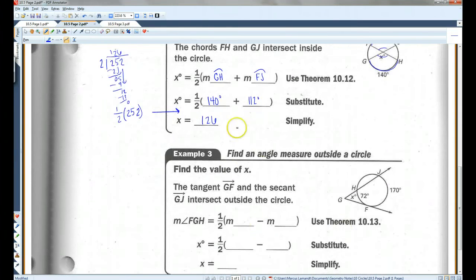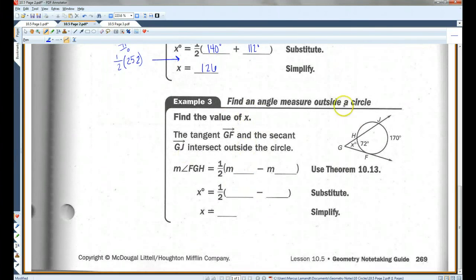Okay, this one is like the theorem we just learned. So here we have an angle outside the circle. So it's going to be 1/2 this minus this. So 1/2 the measure of arc FJ minus the measure of arc FH. The measure of arc FJ is 170. FH is 72. So it's going to be 1/2 of 98, which is 49. Okay? Alright, last page.